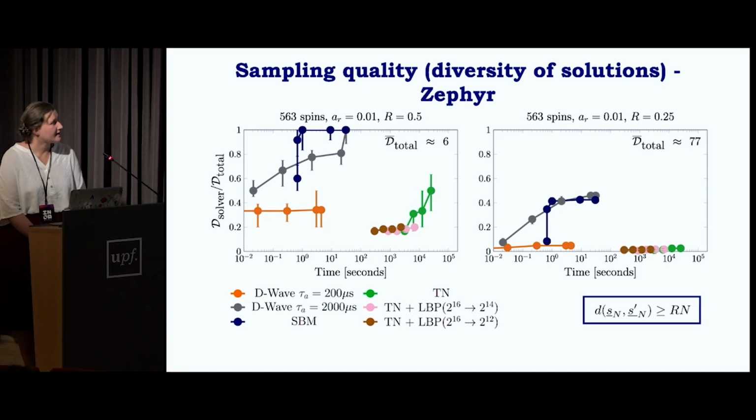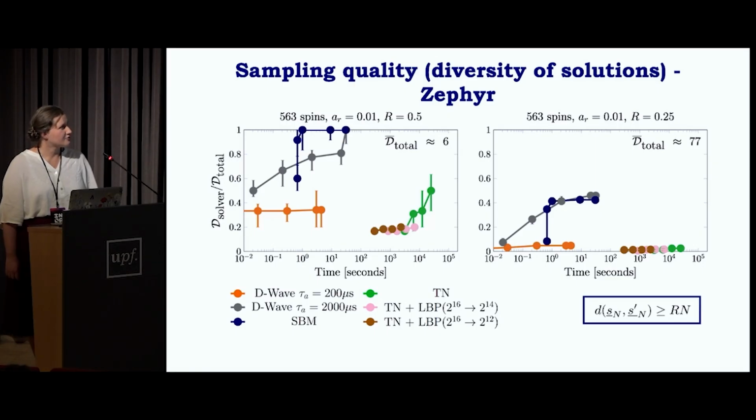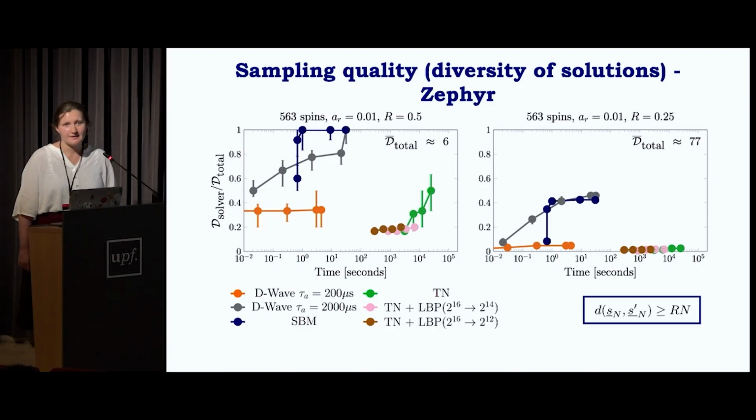In the case of Zephyr, you may see that the behavior is very similar to the Pegasus case. So we also tested the largest Zephyr instances with 2 distance thresholds. And for large distance threshold, total diversity is of the order of 6. And tensor network method gives us like 50% of those diverse states and only a small fraction for small distance threshold. And D-Wave and SBM together identify all diverse states.